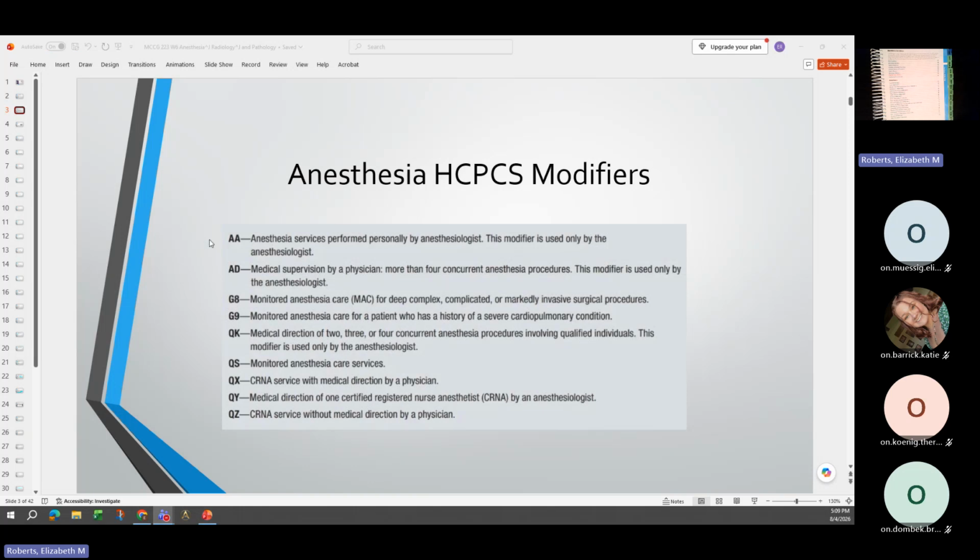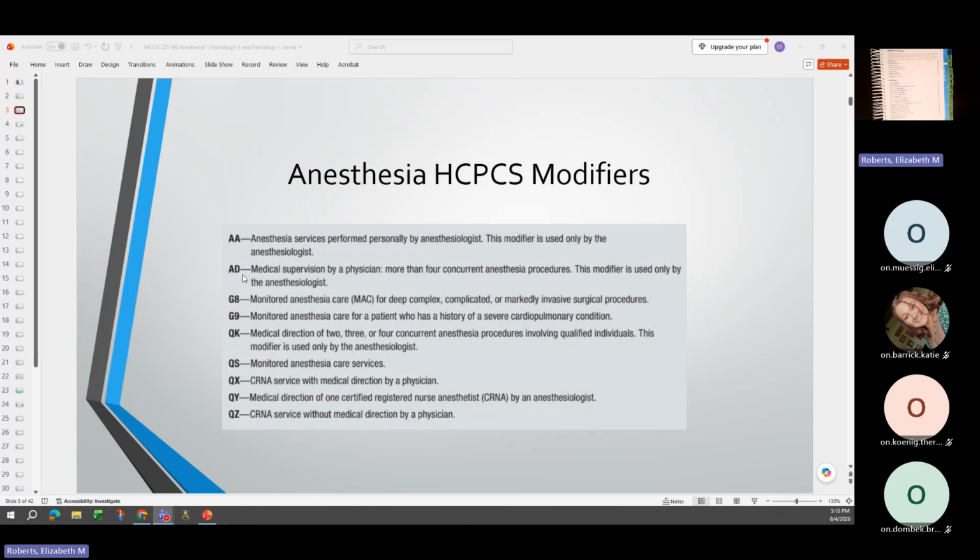Other circumstances might be where the anesthesiologist herself, the doctor, is performing the anesthesia on that patient, right? There's no CRNA involved. So that's what all of these HCPCS modifiers identify. AA should be appended when the anesthesia service is performed personally by the anesthesiologist. It's only used by the anesthesiologist.